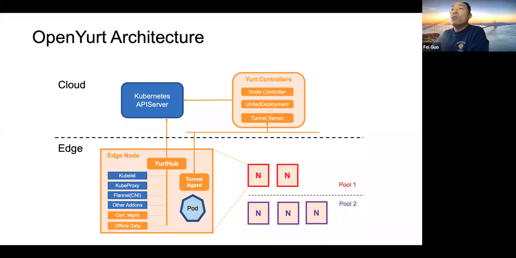On the node side, we have a few new components introduced. The major one is YurtHub, which you can treat as a proxy for all kinds of requests from the node components to the API server. In a nutshell, if the node is offline, disconnected from the API server, YurtHub will handle all the API server requests from node components, so that the node components still work even if the node restarts. So this is pretty much the high-level architecture of OpenYurt.